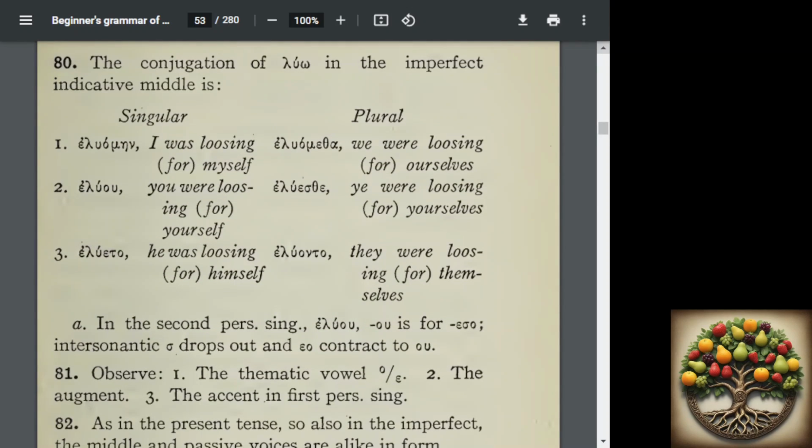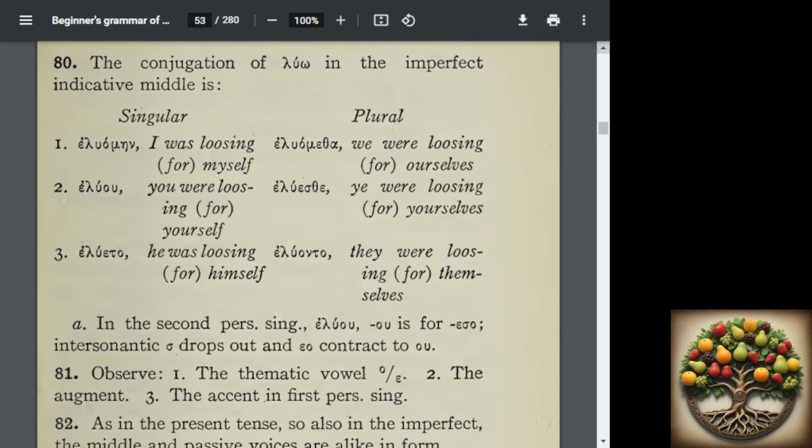If you look at the second person singular, where we have that epsilon, sigma, omicron, that sigma is going to drop out. And so that epsilon and omicron contract to omicron, upsilon. Now, if you were just memorizing the endings of words, you would think, oh, that's a genitive. However, this is a verb. This is not a noun or a substantive. So this is where your vocabulary comes in. You have to know that luo is a verb. Again, we have the thematic vowel.